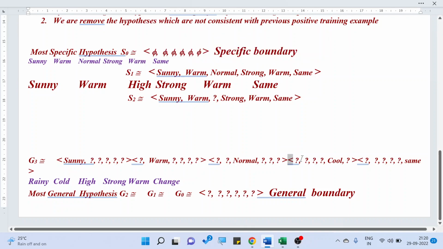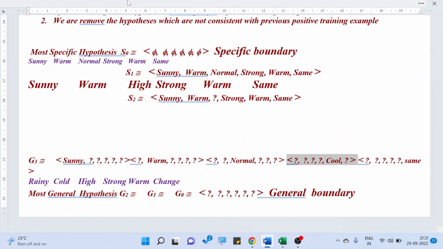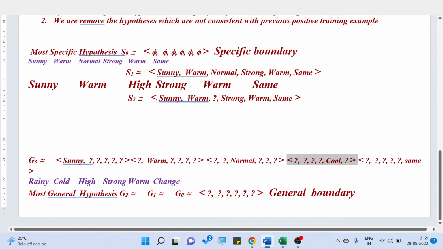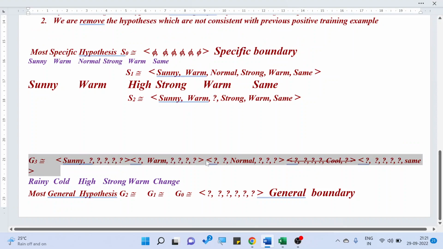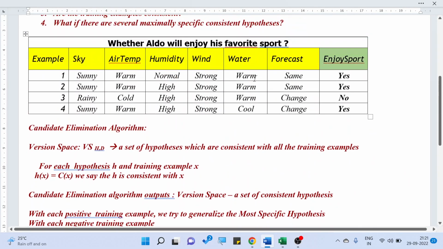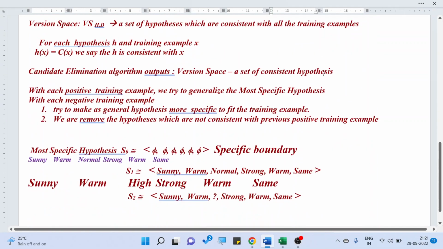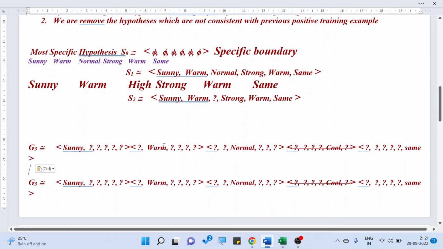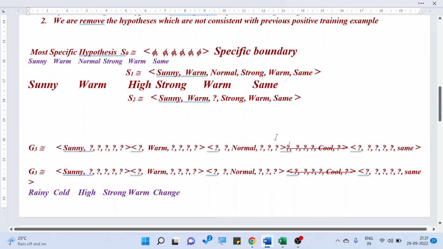But my first example is saying if it is warm, he will enjoy. That means this hypothesis is not consistent with example 1. So I am striking it off, removing it from G3. What about same? The first example is same, the forecast is same. So our G3 is refined, now that we remove this after comparison with the first training example.